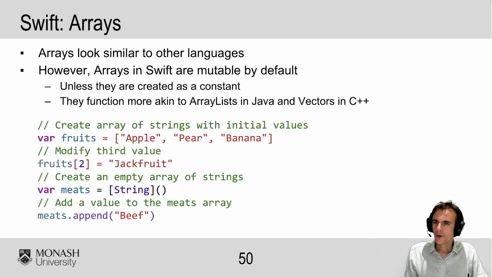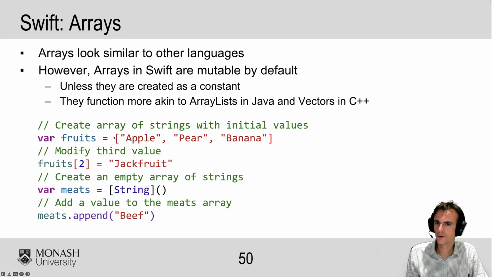So there are a couple of collection types that we will cover. Arrays look very similar to other languages like C, though arrays in Swift are mutable by default, unless they are created as a constant. So you can think of them as being a bit more like array lists and vectors, array lists in Java and vectors in C++.